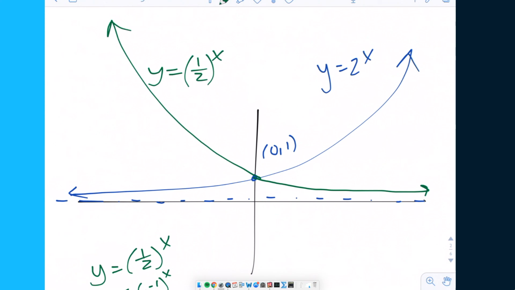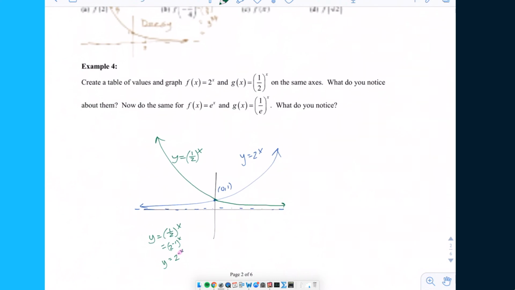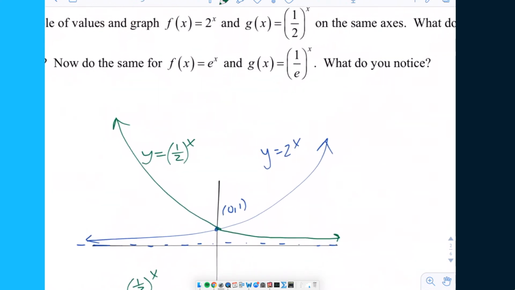2/3. Very good, because 1.5 is 3 halves, and you flip it and get 2/3. So the growth and decay are going to have mirror images of each other. One of them is going to grow at about the same rate. The other one's going to decay. And it works with all of them.